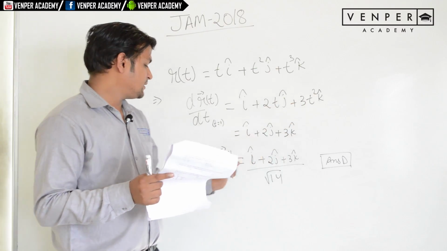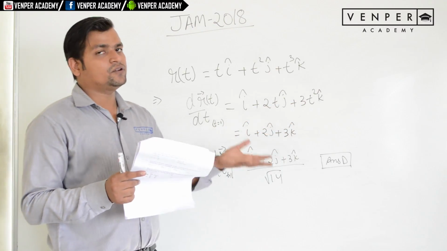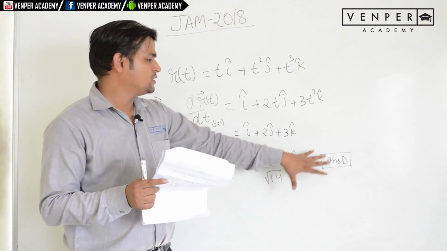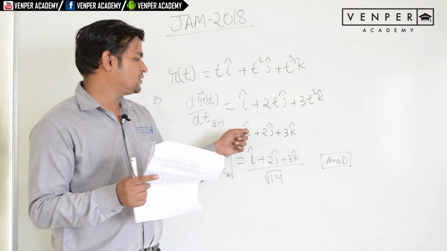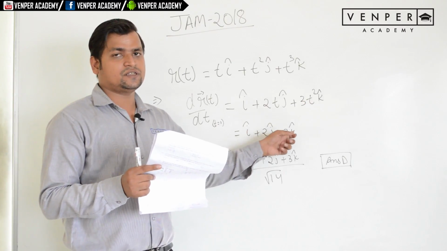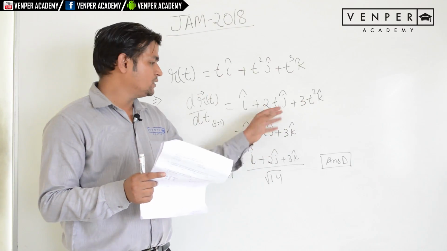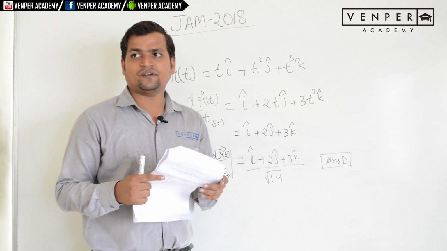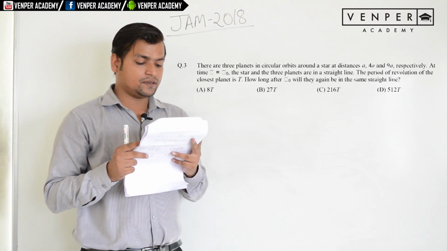Okay, next you have to find that unit vector. Unit vector is equal to the given vector divided by its magnitude. So its magnitude is the square root of x square plus y square plus z square. So just you will get this value as its unit vector.